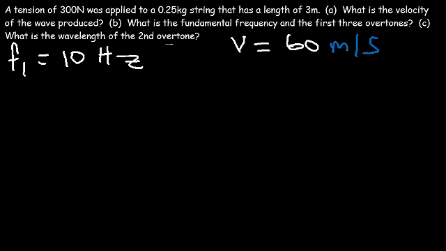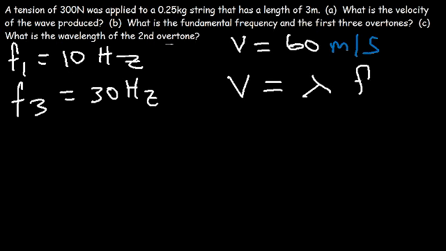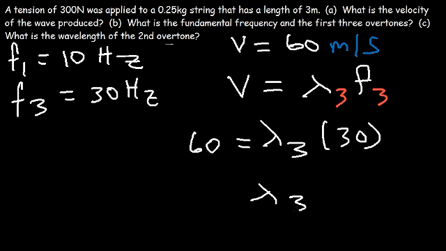Now what about part C? What is the wavelength of the second overtone? Now there's many different ways in which we could find this answer. The second overtone corresponds to the third harmonic. The frequency of the third harmonic we said is 30 hertz. So first we can use this equation. The speed is equal to the wavelength times the frequency. So the speed is equal to the wavelength that corresponds to the third harmonic times the frequency of the third harmonic. So 60 is equal to lambda 3 times the frequency of 30. So the wavelength for the third harmonic, or the second overtone, is 60 divided by 30, which is 2 meters.